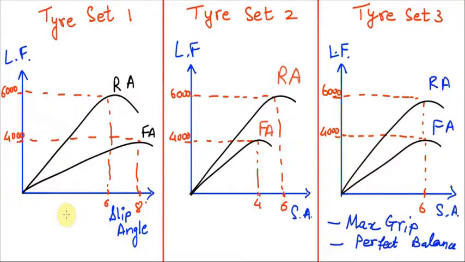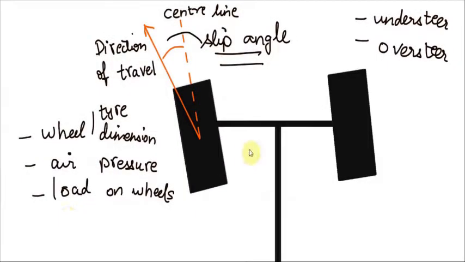Now you may ask, so what if the front and the rear tires do not have the same slip angles? How can you say that the car does not have a proper balance? So let us go back to the meaning of the slip angle. We had already discussed that the slip angle is basically the angle between the center line of the wheel and the direction of travel of the wheel.